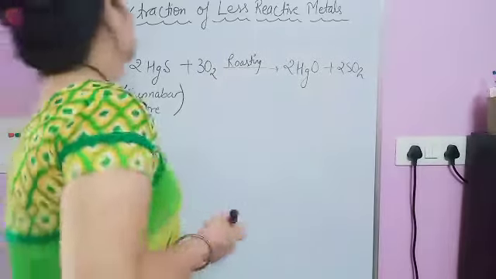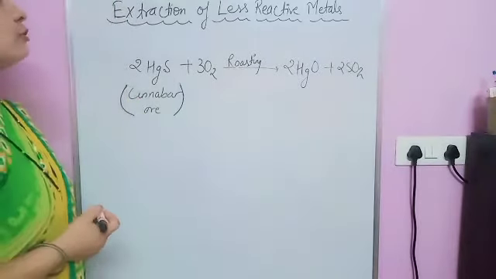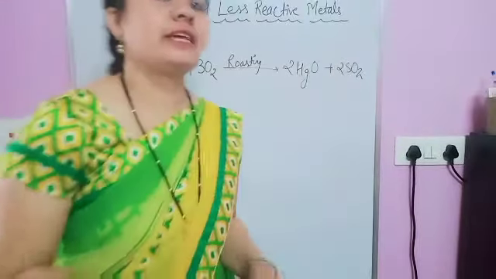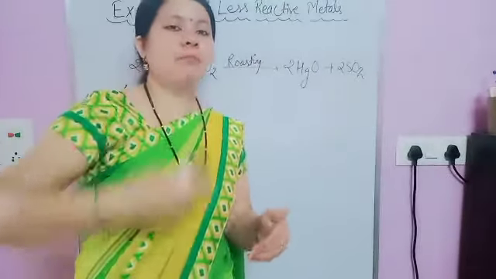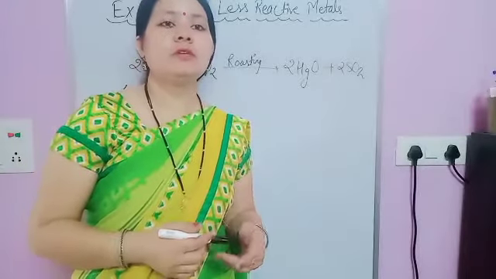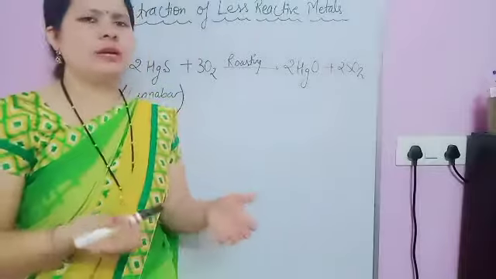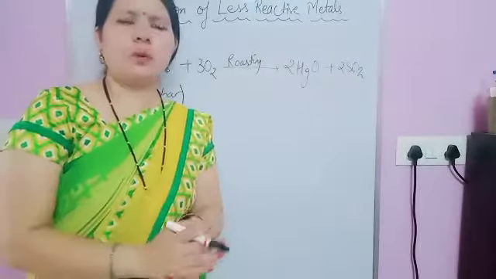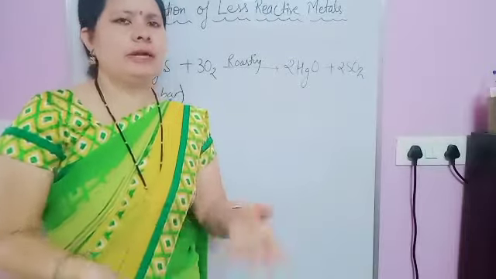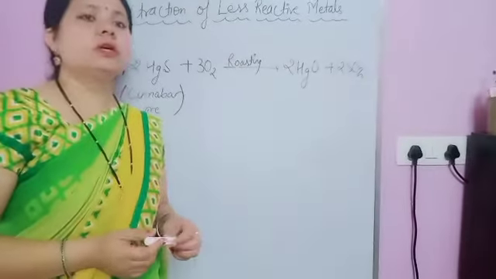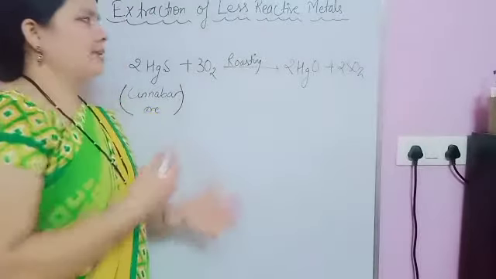10th class, this one is our topic: extraction of less reactive metals. First of all, you know that metals below hydrogen, like copper, mercury and silver, are less reactive metals. Gold and platinum occur in free state, so generally no process is required for their extraction. But for mercury, copper and silver, we generally use some extraction process.